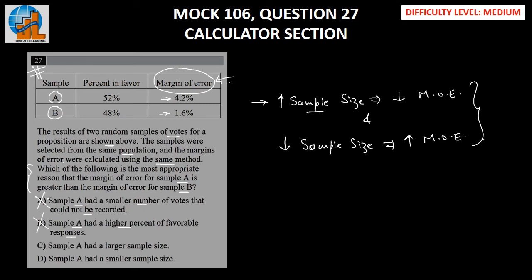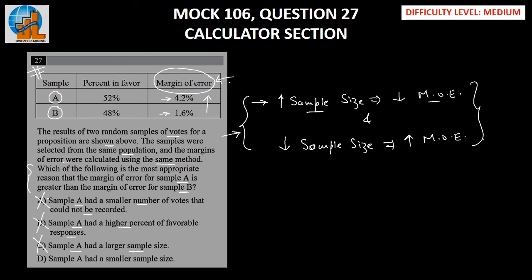Let's go to option C. Sample A had a larger sample size. Now as per the equations that we have written here, if the sample size for sample A is greater, it implies the margin of error should have been lower and not greater here. Hence we can eliminate option C as well.